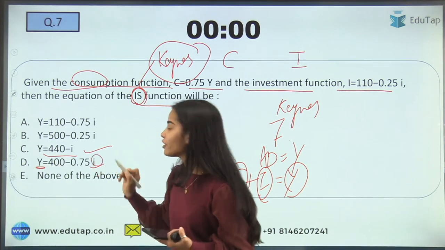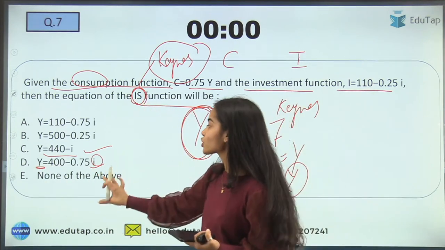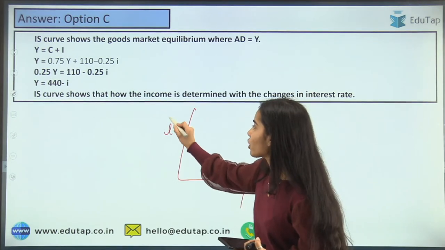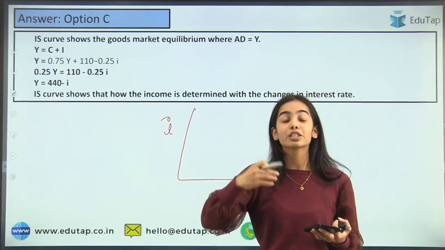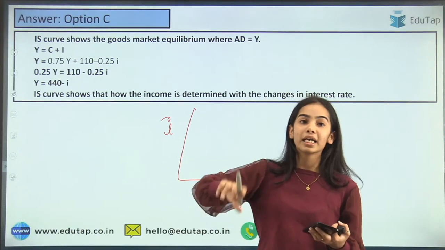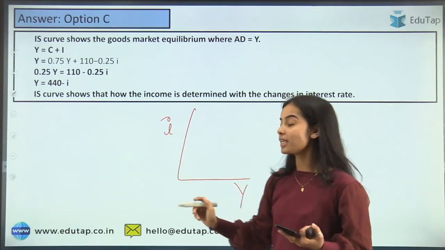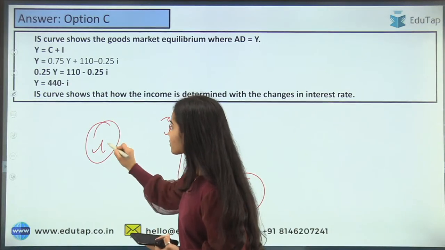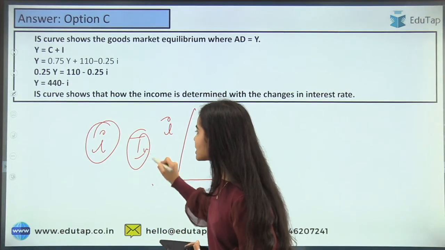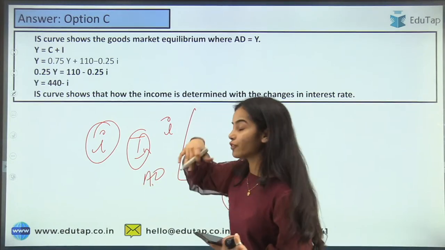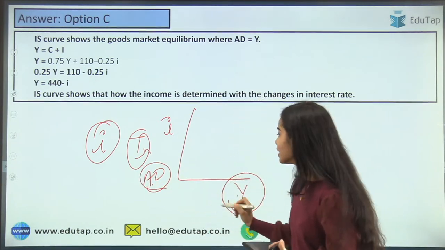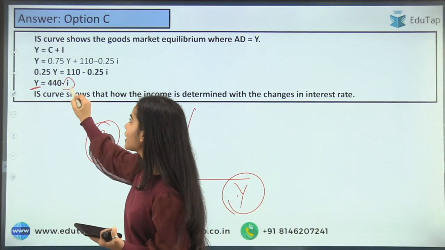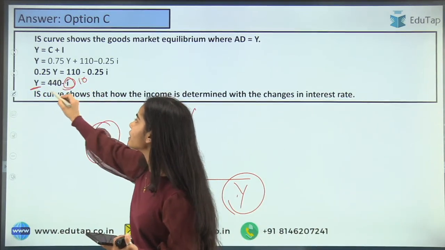That is being determined from the investment. So this shows the IS function, how income is being determined from the investment. When the interest rate changes, the investment changes, and due to that, aggregate demand shifts up or down, and due to that, the income changes. So this is what the equation is showing, that if we have I equal to whatever, then we can determine the income.